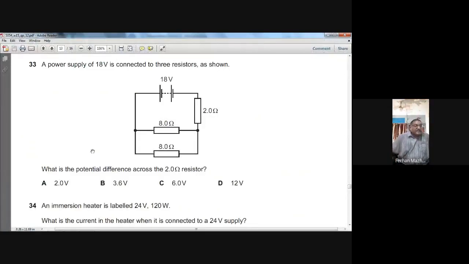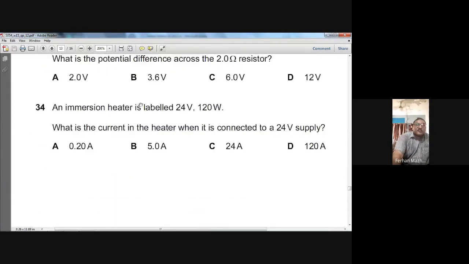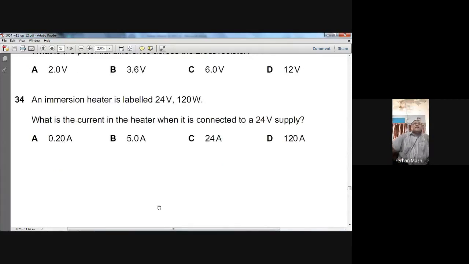For question number 33, the choice is C. It involves calculation. I hope you have understood. Question number 34 is on your screen. It says an immersion heater is labeled 24 volt and 120 watt. What is the current in the heater when it is connected to a 24 volt supply?